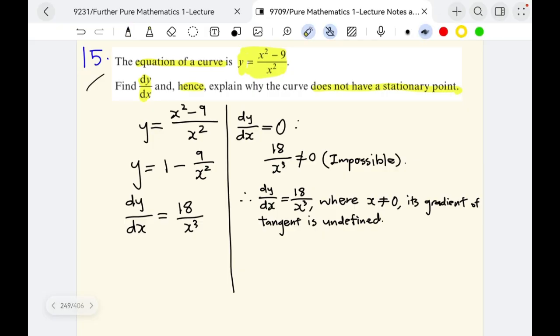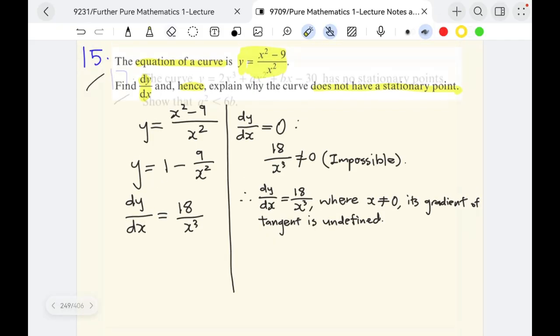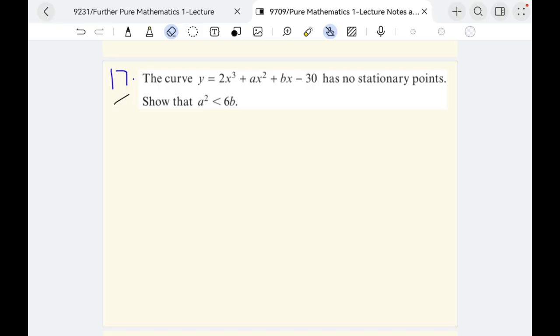So, in mathematics, you don't have to write a long essay, because you are dealing with explanation. Just a simple explanation. Your answer must be straight to the point. Hopefully you got this. So now, let's proceed to the next question, which is question 17.